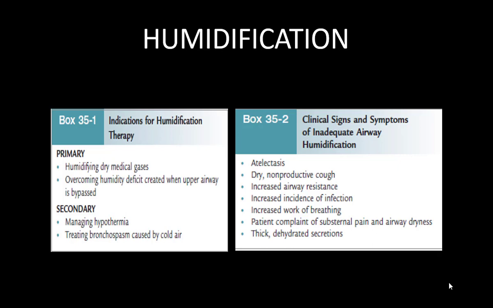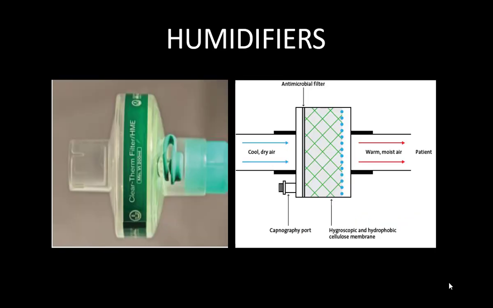What is the example of a passive humidifier? HME. What does HME stand for? It does not produce heat and moisture, but it retains the heat and moisture of expired gases. It is composed of hygroscopic and hydrophobic cellulose membrane, and in some filters there is an antimicrobial filter also. Then it is called an HME filter.